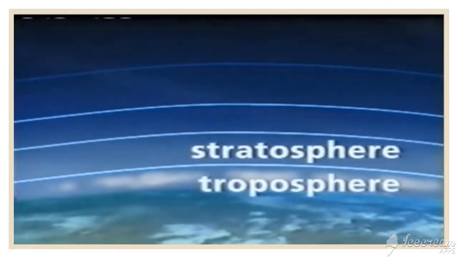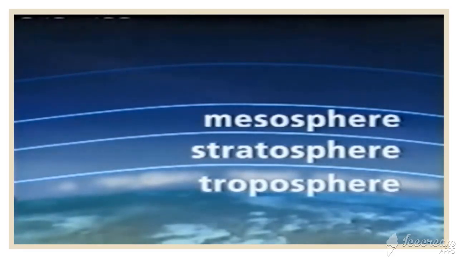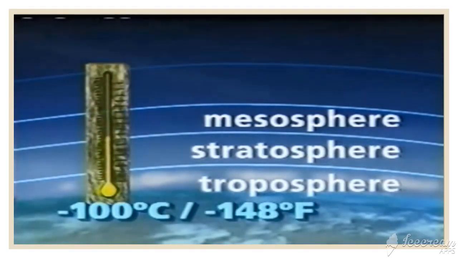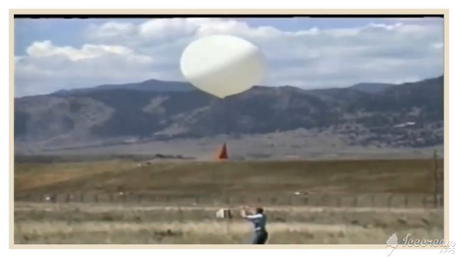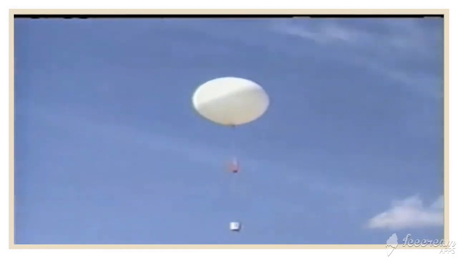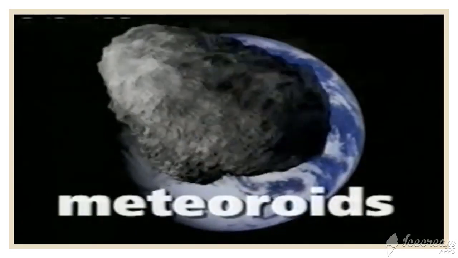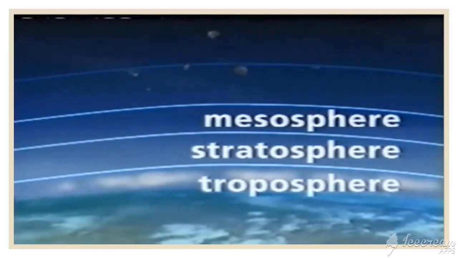Okay, so you've got the troposphere and the stratosphere. Any other spheres? Sure, the mesosphere, the next layer up. It's the coldest region of the atmosphere, around minus 100 degrees Celsius. That's minus 148 degrees Fahrenheit. Unmanned balloons are often sent up to measure the temperatures of this layer. The mesosphere protects Earth from large rock-like objects from space called meteoroids. When meteoroids enter, the friction between the meteoroid and the mesosphere causes most meteoroids to burn up. Hot stuff!